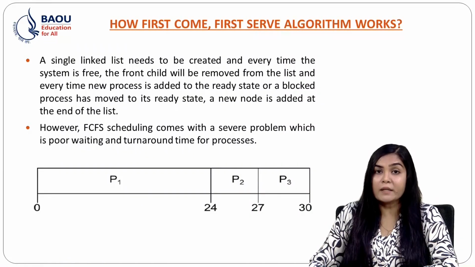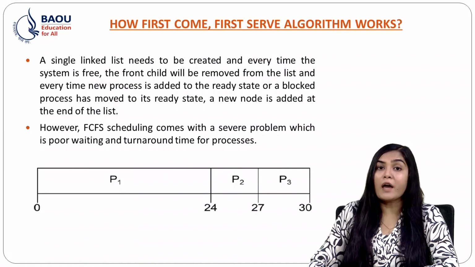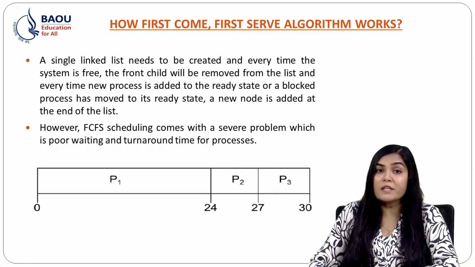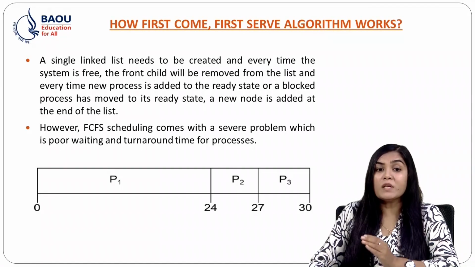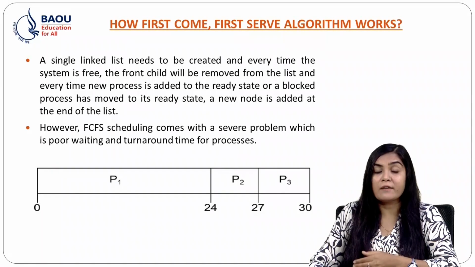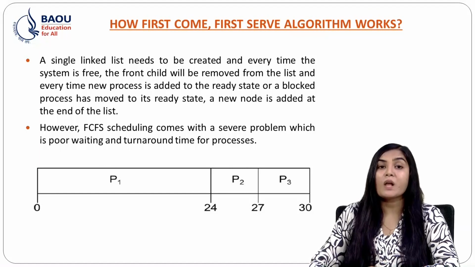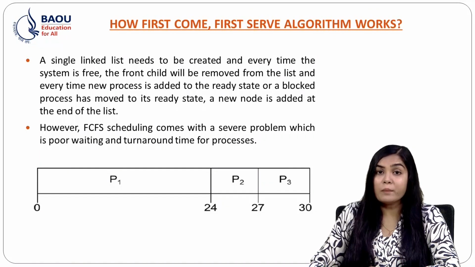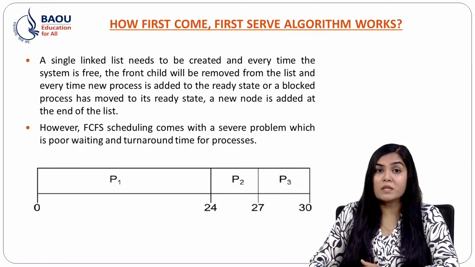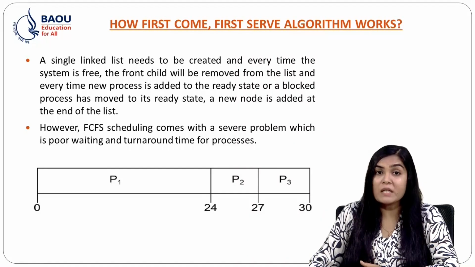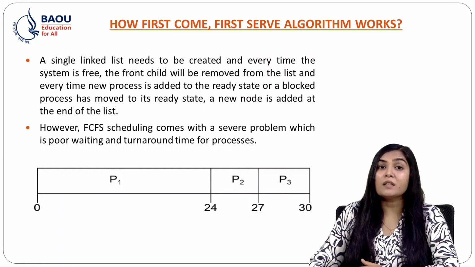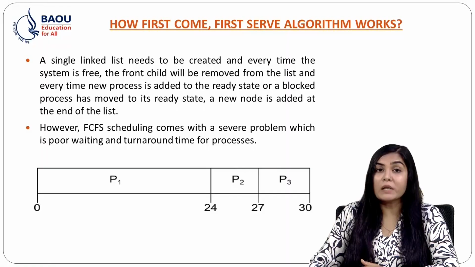Here in the diagram below, the average waiting time becomes 17, meaning 0 plus 24 plus 27 divided by 3. The average completion time for the three processes also becomes 27. That means it adds 24 plus 27 plus 30 divided by 3.